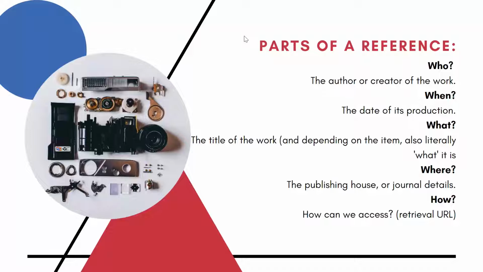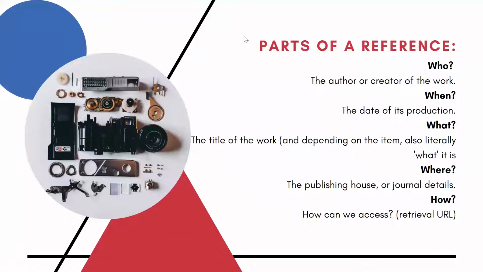Okay, so the parts of the reference that we normally look for, these come down really to who, when, what, where, how. And the who is generally the author or the creator of the work. Sometimes it might be a little bit different. So for example, if it's a YouTube video, it might be who has uploaded the video, you know, the channel that it's been uploaded on. But the who is the name that is attached to this piece of work, right?